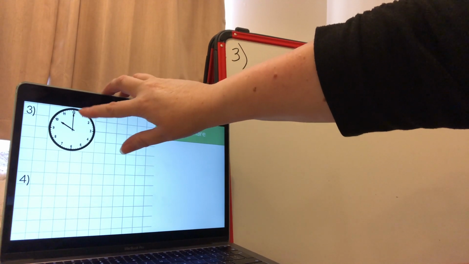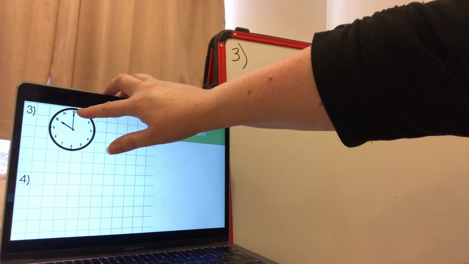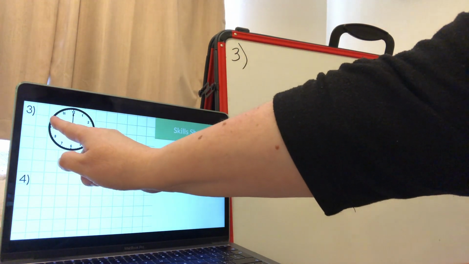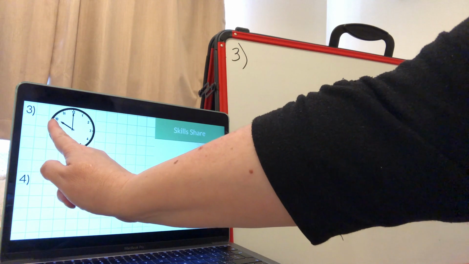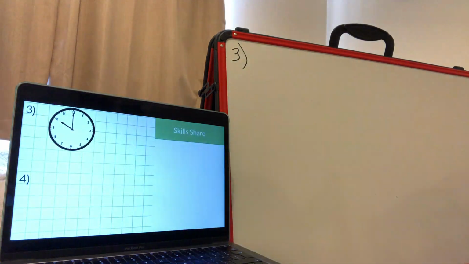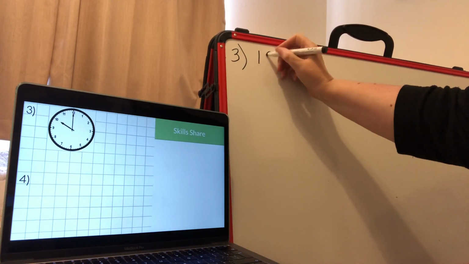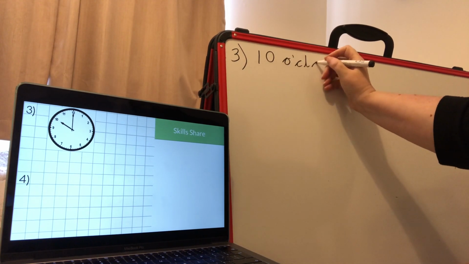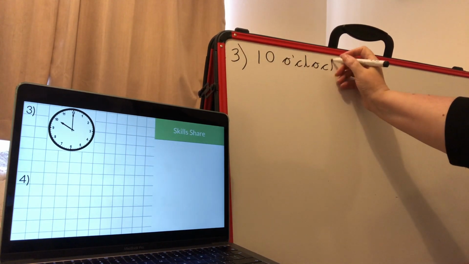That's right, it's right at the top of the clock, so it's something o'clock. Look at the hour hand. What's that telling you? It's pointing to number 10. So the time is 10 o'clock. 10 o'clock.